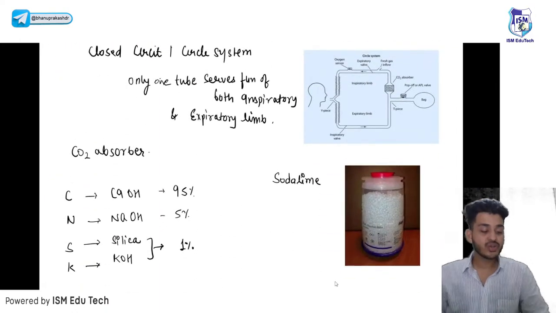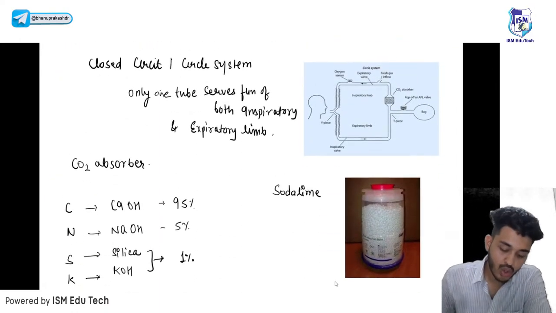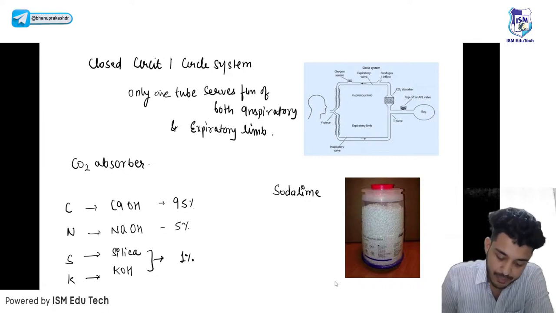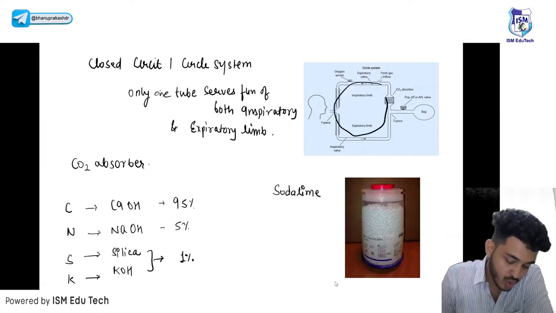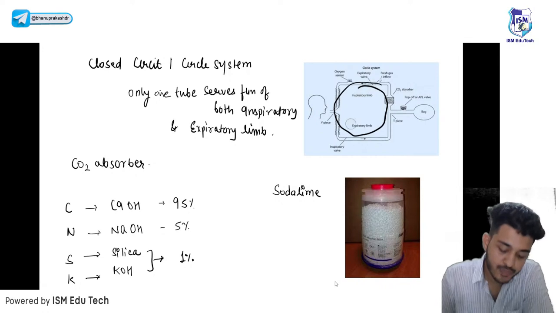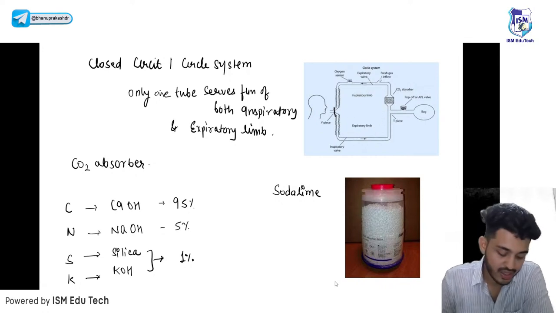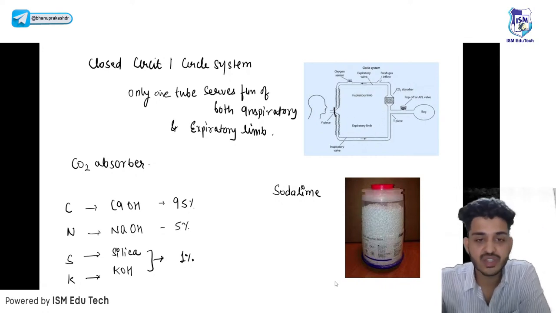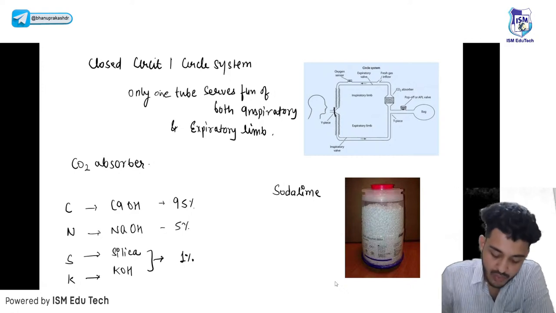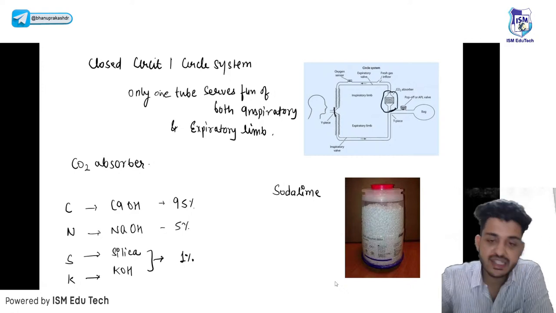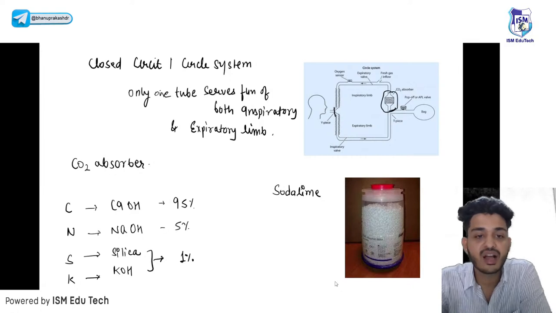Okay, moving on to next. Next is your closed circuit. In closed circuit, what is happening? Everything is in a closed loop. Okay. Closed loop mein sab kuch, nothing is going out. Okay, yahan par wastage kya hoga? The wastage of the gases will be decreased. Okay, first thing will be, there will be a CO2 absorber. Okay, isme kya karte hain? They are adding a CO2 absorber.